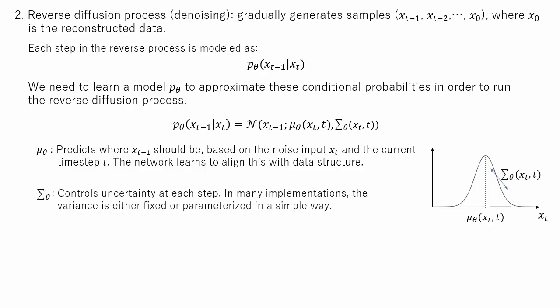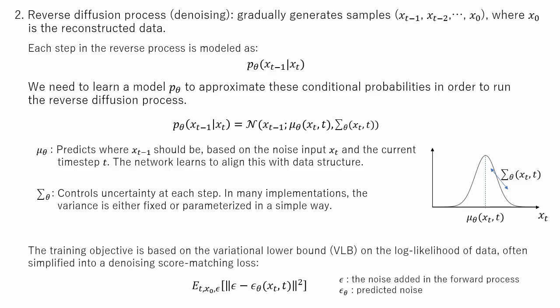The right term controls the uncertainty at each step. In many implementations, the variance is either fixed or parameterized in a simple way. The training objective is based on the variational lower bound on the log likelihood of the data, often simplified into a denoising score matching loss.